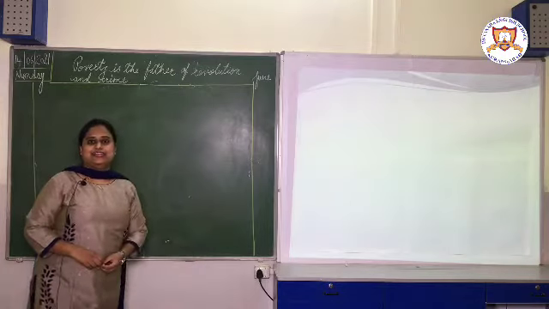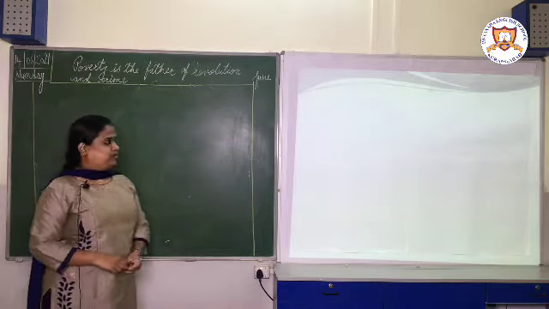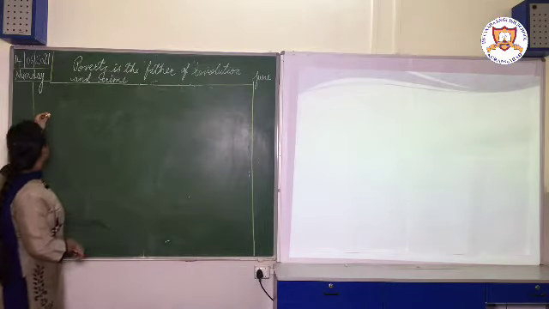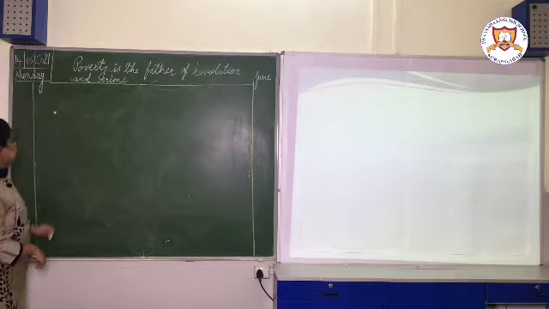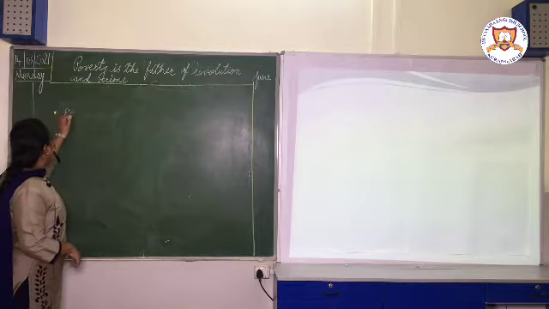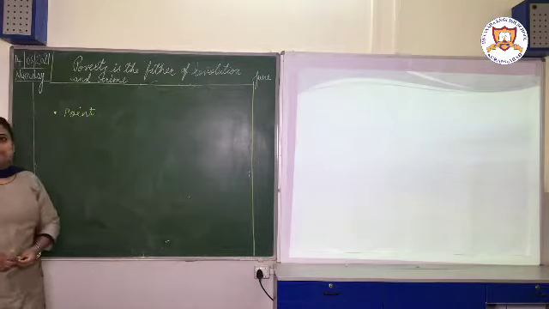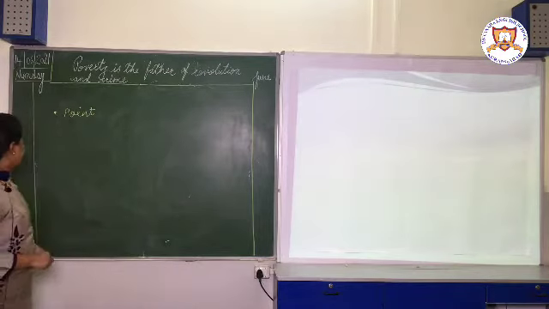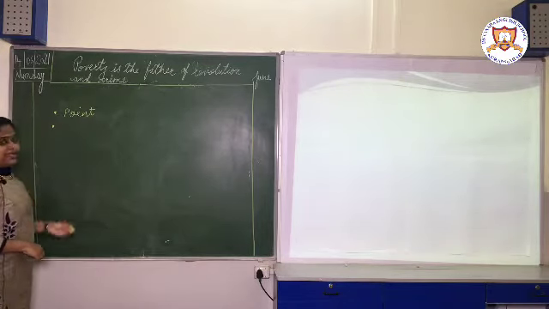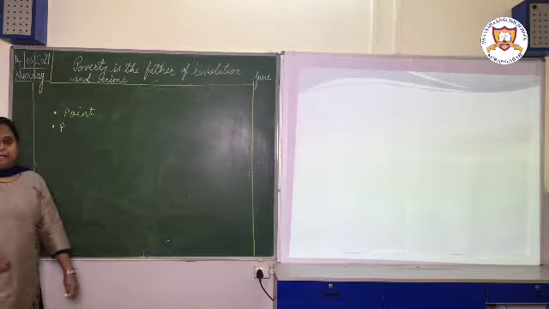Today we will start our new topic. Before that, I'll show you a few geometric figures you have to identify. Our first one is a small dot. In mathematics, we call this a point. The definition of a point: a small dot is called a point. We can label it with any alphabet from A to Z, so we can label it as point P.